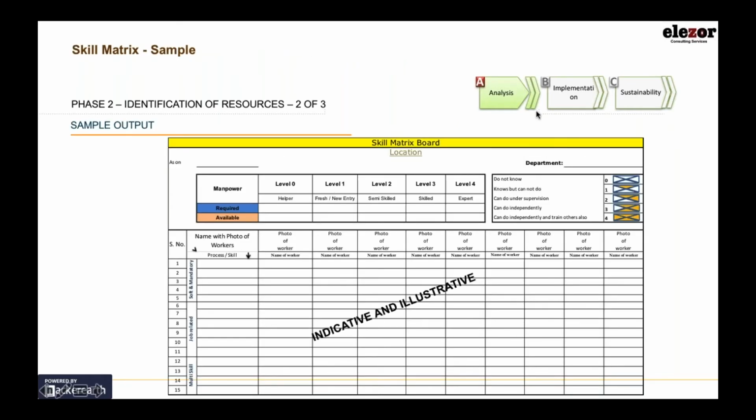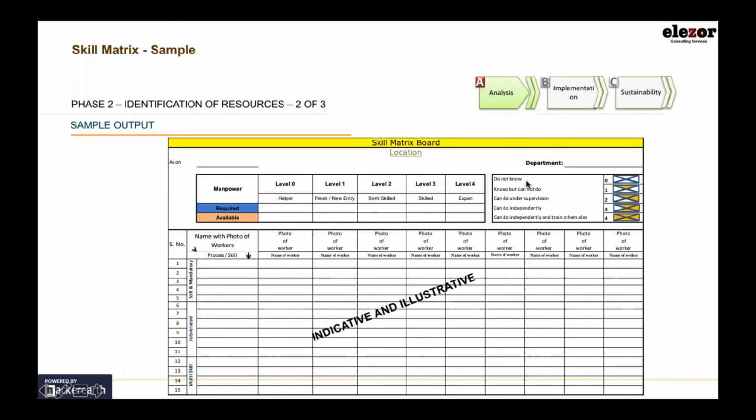So let me show you how a skill matrix board would look like. Here are the various levels: level 0, 1, 2, 3, 4, 5, which are basically just a general definition, where level 0 is a helper, level 1 is a new entry or a fresh graduate, level 2 is semi-skilled, level 3 is skilled, and level 4 is expert, right? And then there is a nomenclature that you further draw over here, that for each of these levels, what is the level of knowledge that the person has.